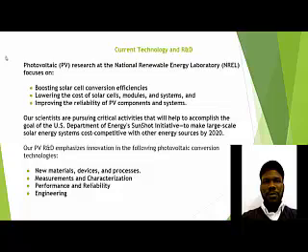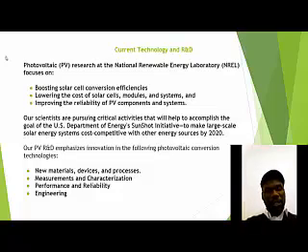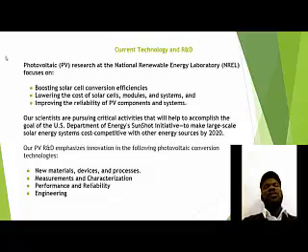Photovoltaic research at the National Renewable Energy Laboratory focuses on boosting solar cell conversion efficiencies, lowering the cost of solar cells, modules, and systems, and improving the reliability of PV components and systems. Their scientists are pursuing critical activities that will help to accomplish the goal of the U.S. Department of Energy's SunShot Initiative, which is to make large-scale solar energy systems cost-competitive with other energy sources by 2020. The R&D focuses on new materials, devices, and processes, measurements and characterization, performance and reliability, as well as engineering.